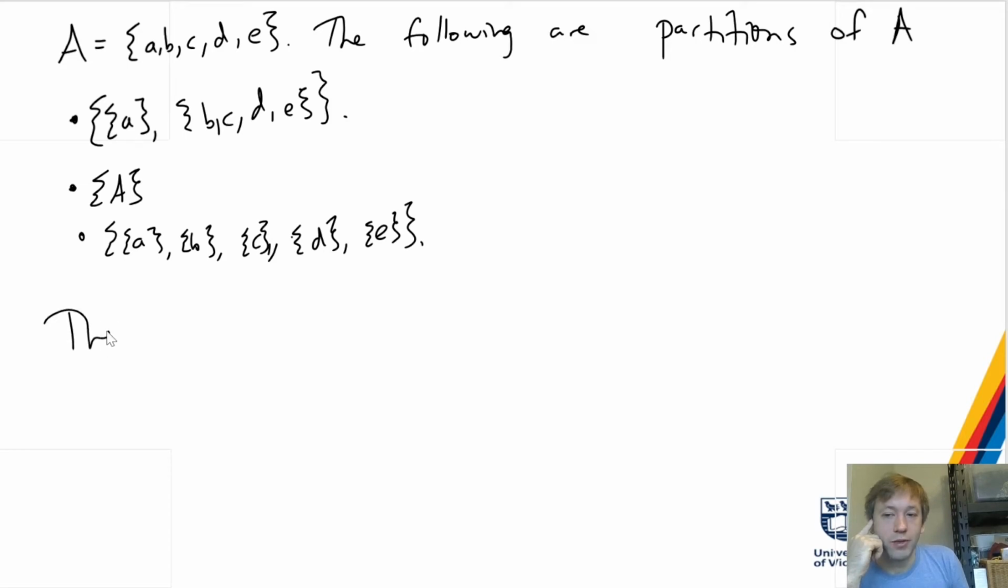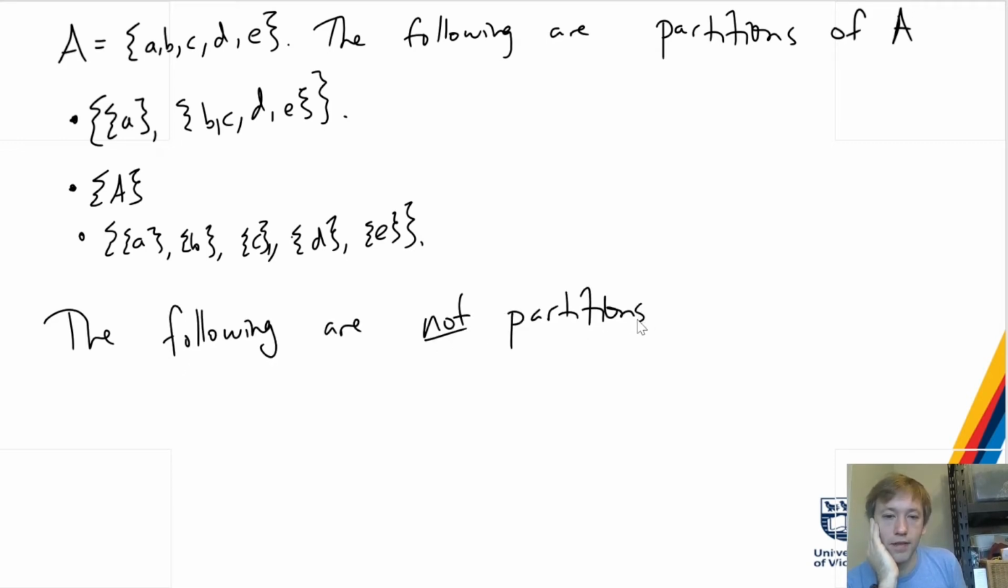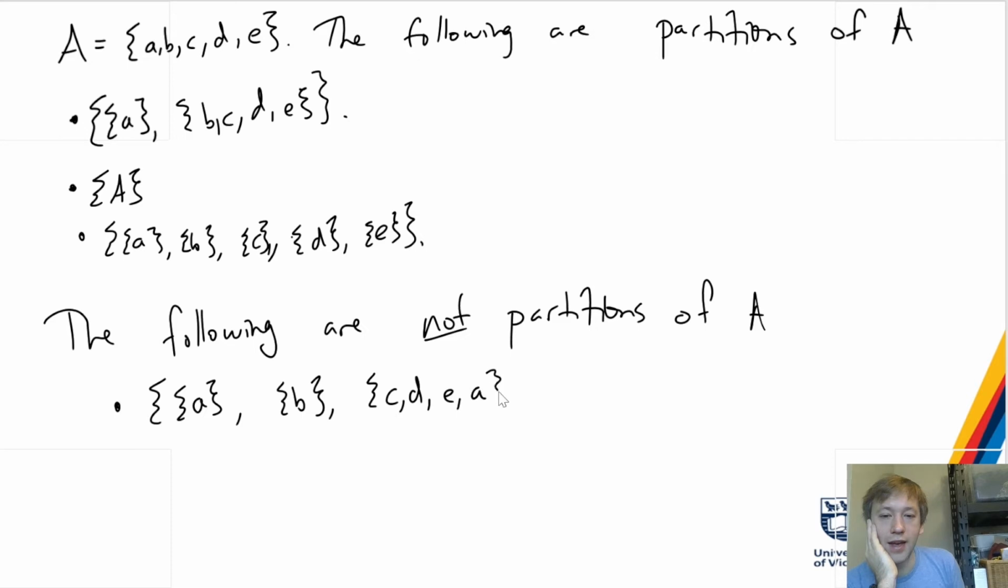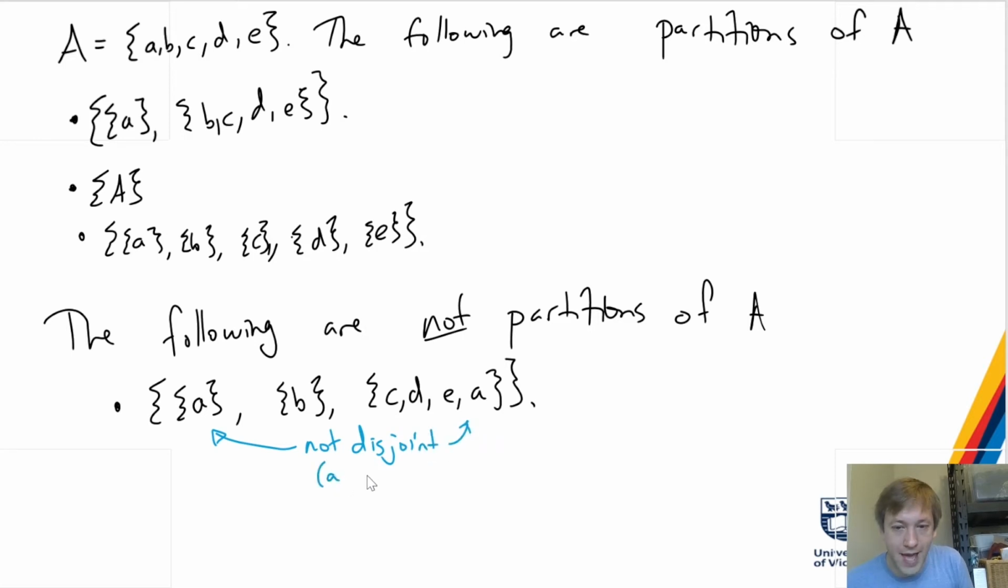So here are some examples which are not partitions of A. For example, if I take {A, B, C, D, E} and {A}, this is not a partition because these two sets here are not disjoint. In other words, A is in both sets. And in a partition, your sets are supposed to be disjoint.